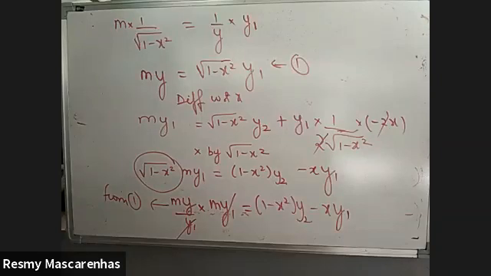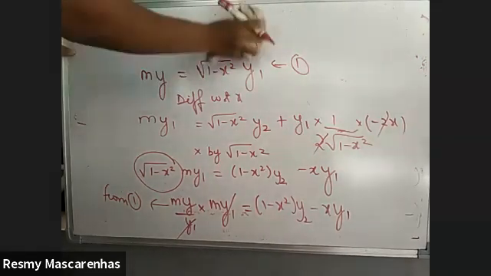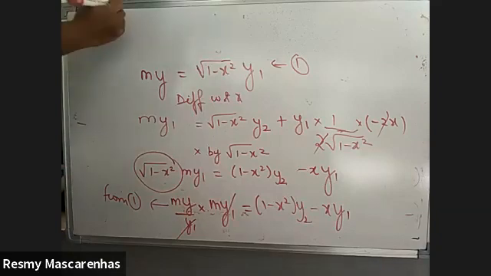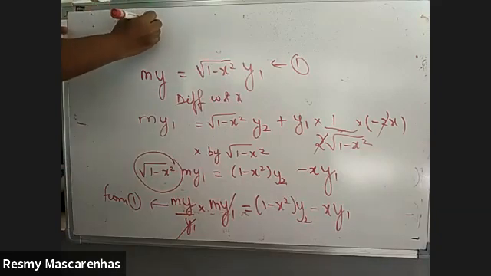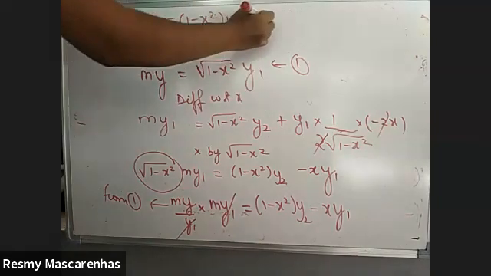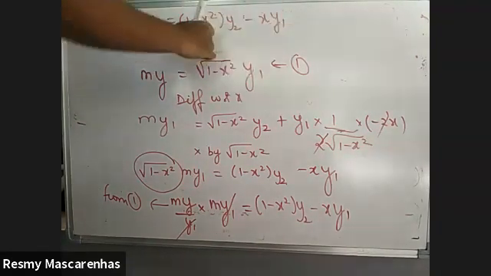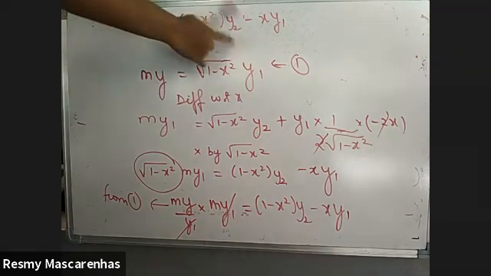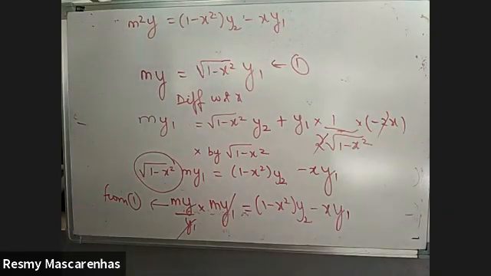So the answer will be m square y is equal to 1 minus x square by 2. So that's the same thing that has been asked in the question. Only thing, they have written this side and this is on the other side.